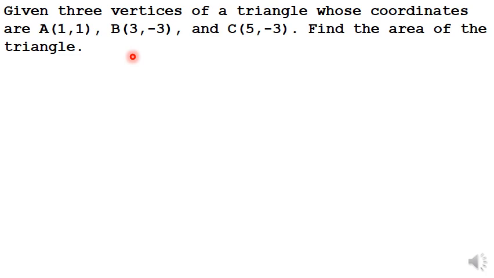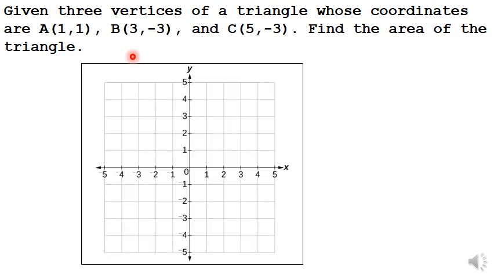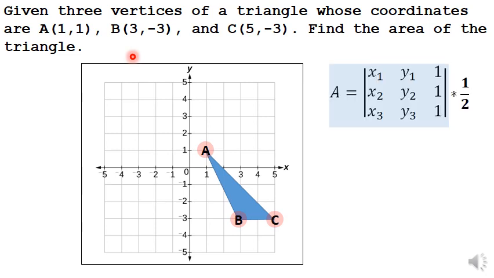Given three vertices of a triangle whose coordinates are A, B, and C, find the area of the triangle. Okay, so let's plot these points here. This is A, and this is our B, and this is our C. Now we have a triangle formed by these points. We can now determine the area using the determinant method.